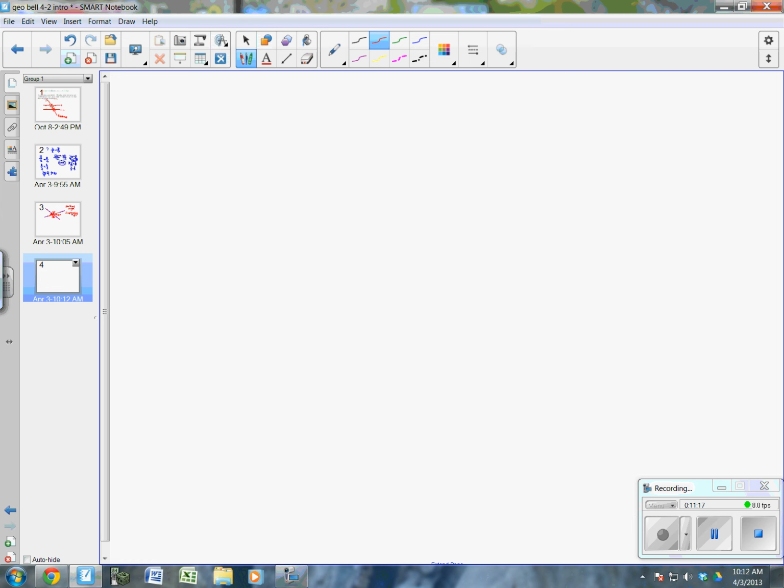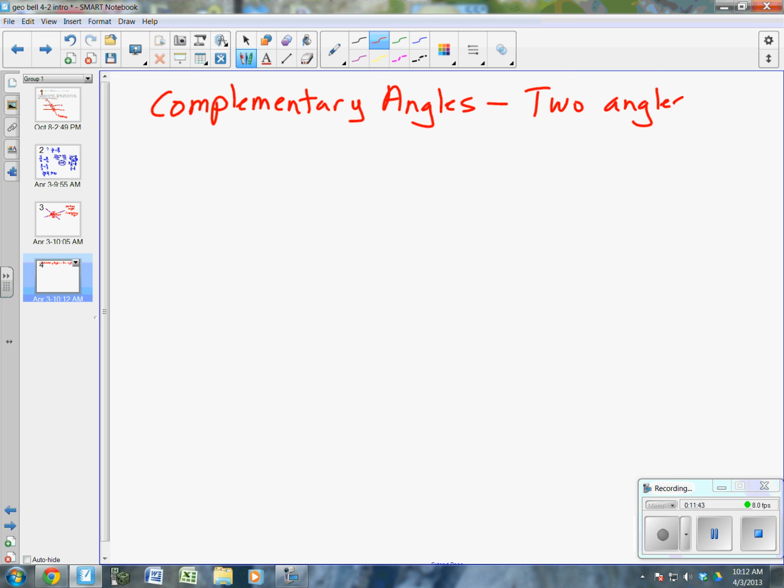Okay, the first word is complementary angles. You should write complementary angles. I didn't make this worksheet. One of the other teachers did, and so they just put complementary, but they're complementary angles. Raise your hand if you know what complementary angles are. Two angles whose sum is 90 degrees. That's the definition of that word.